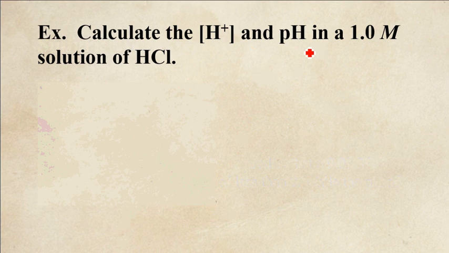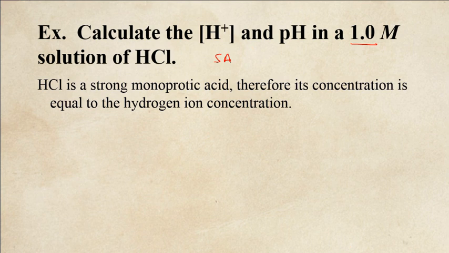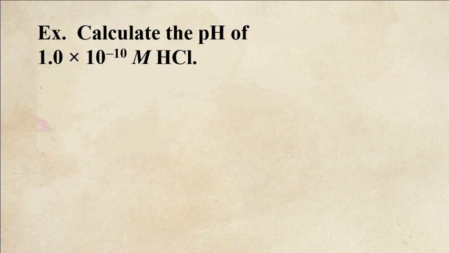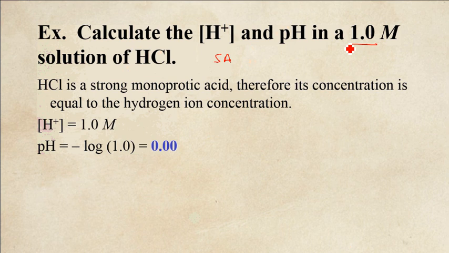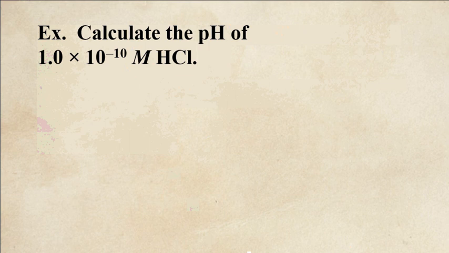So what we're going to do is calculate the pH in a 1 molar solution of hydrochloric acid first. We know this is a strong acid, so there's no equilibrium to concern ourselves with. We just need the negative log of the molarity, and that's going to give us our pH of 0. So when we have a strong acid with a 1 molar concentration, negative log of that gives a pH of 0. So then calculate the pH of a 1 times 10 to the negative 10th molar hydrochloric acid.